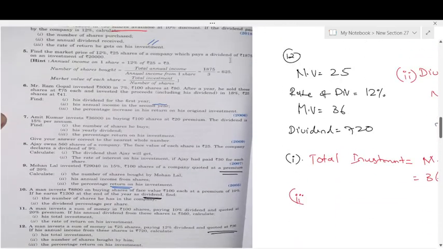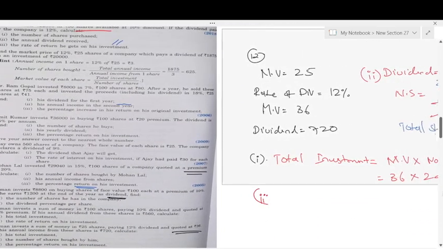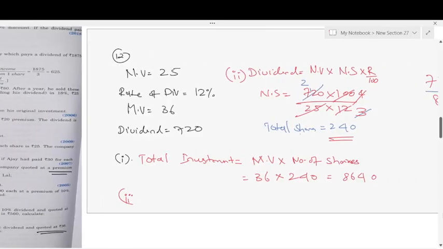Try the 13th one for homework, all of you. Is it clear? 13th one for homework.